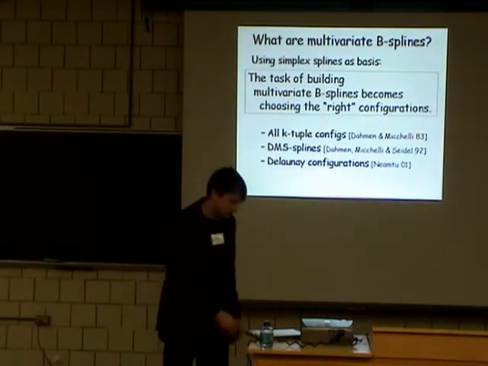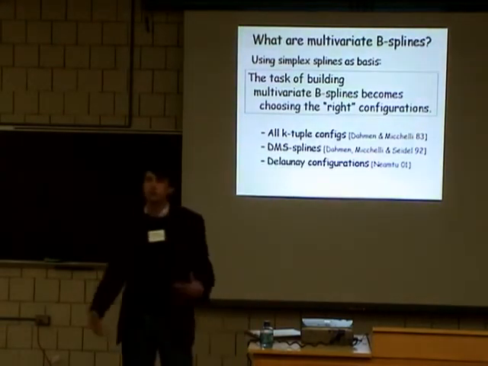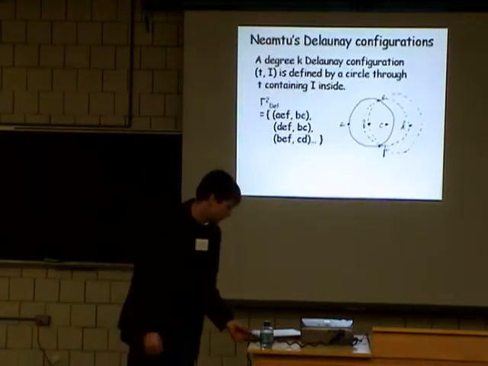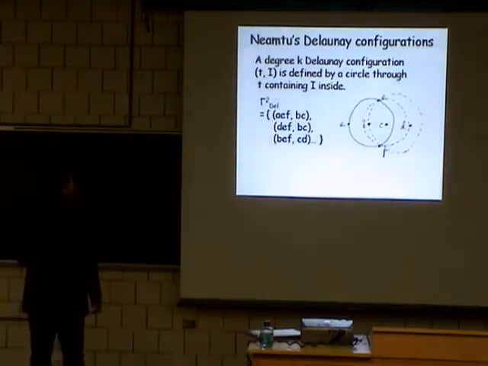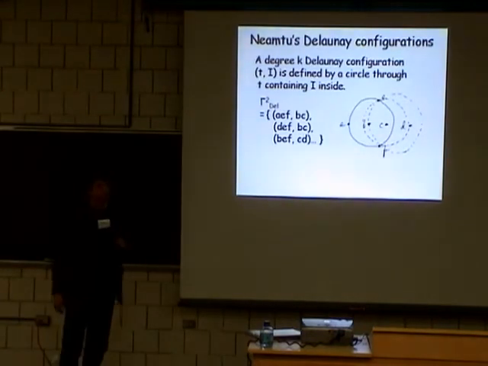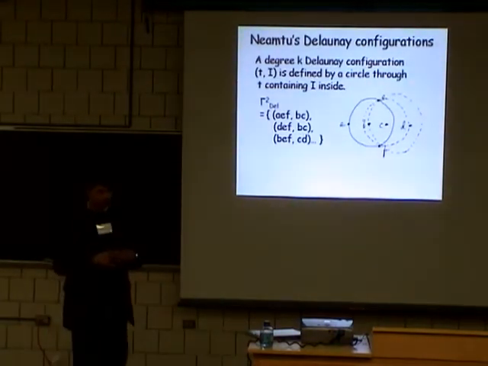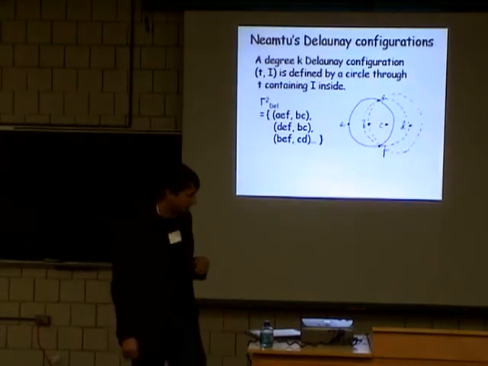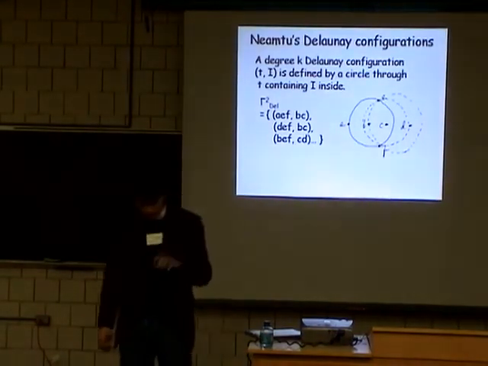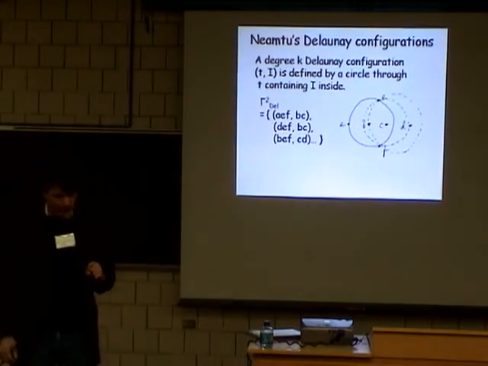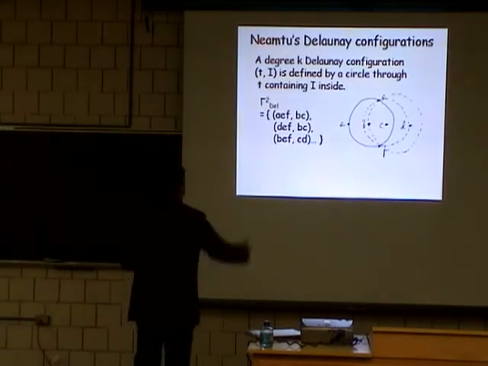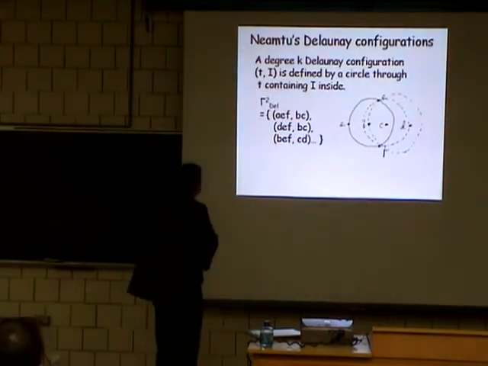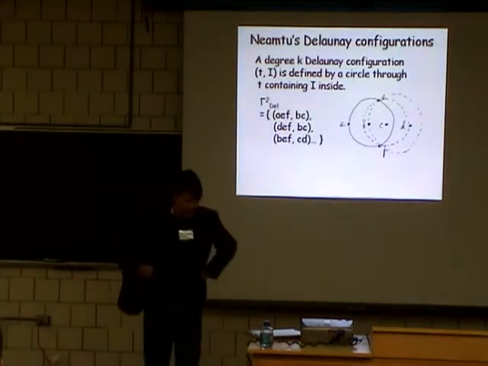And now Neamtu's idea, which I want to spend some time on, is let's look at Voronoi configurations. So Neamtu says, first of all, we define a degree k Voronoi configuration consisting of a triangle T and some set of points I. It's defined by a circle that is the circumcircle of the triangle T and contains all the points I, and it's degree k if k is the number of points inside.